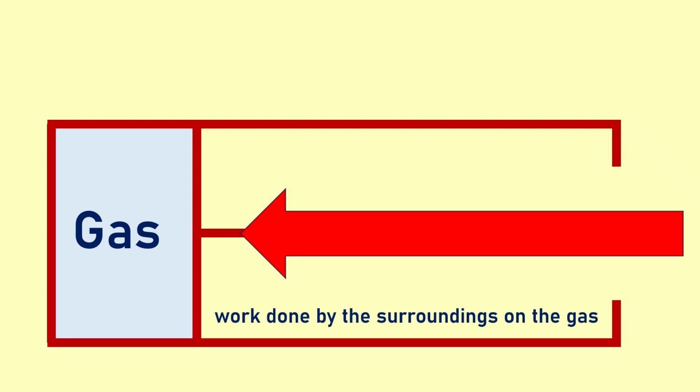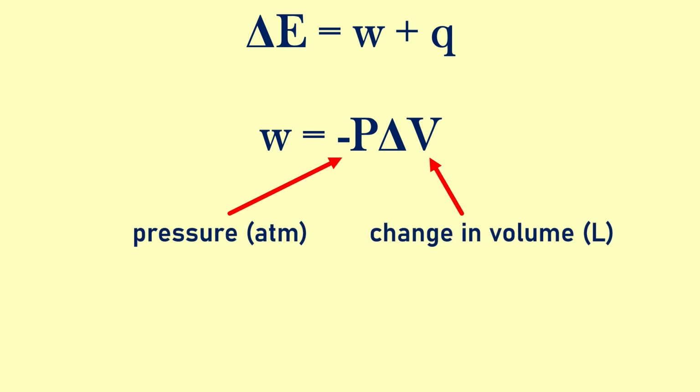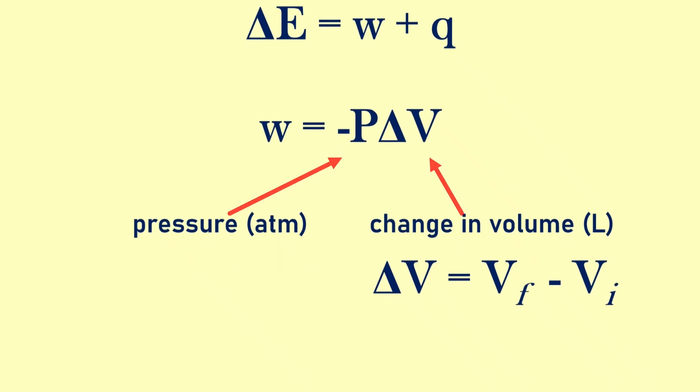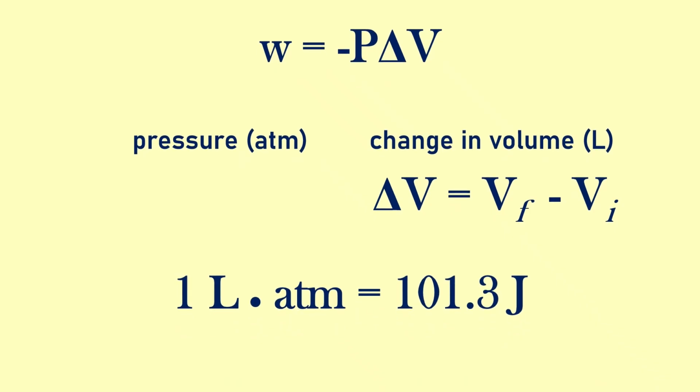Let's look at the equation for gas phase work. The equation for gas phase work is w is equal to negative pressure times the change in volume, or delta V. The change in volume is the final volume minus the initial volume. The units for this equation are in liters times atmospheres. We can convert these units into units of energy, or joules, by this conversion. 1 liter atmosphere is equal to 101.3 joules.